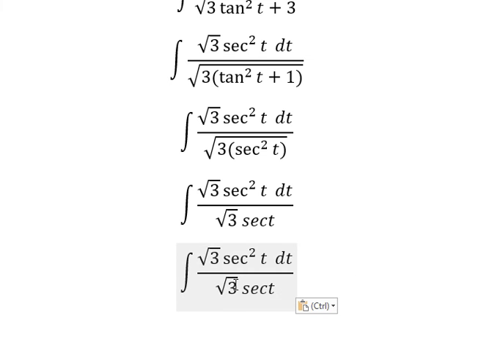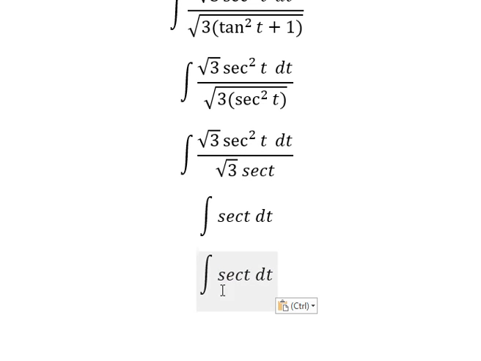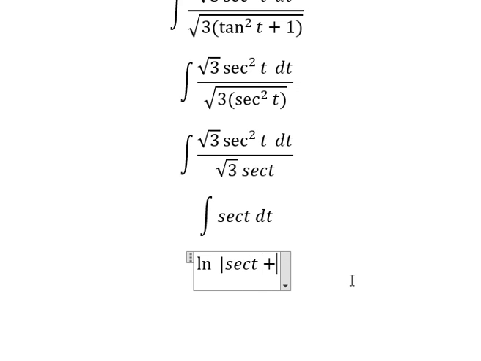Now we need to simplify the square root of 3 secant of t on the numerator and denominator. The integration of this one, we have ln of the absolute value of secant of t plus tan t, and then we put c.